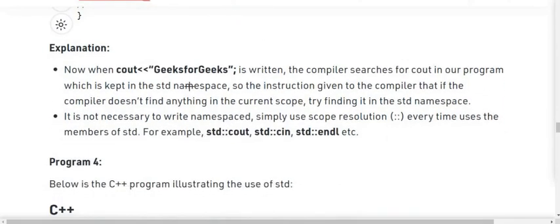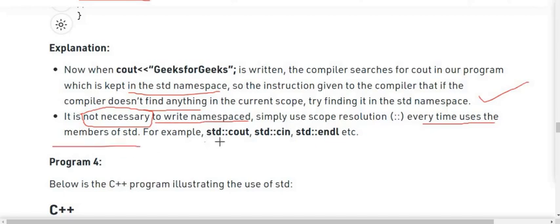Now when cout GeeksforGeeks is written, the compiler searches for cout in the program, which is kept in the std namespace. So the instruction given to the compiler is that if the compiler does not find anything in the current scope, try finding it in the std namespace. Now this is something to remind: it is not necessary to write the namespace. Simply use the scope resolution operator every time you use a member of std, for example std::cout, std::cin, and then std::endl.